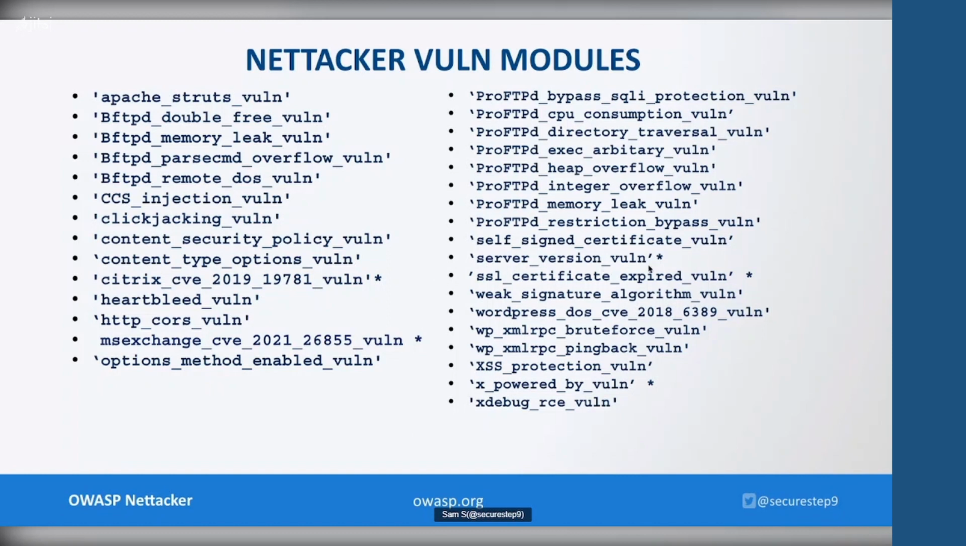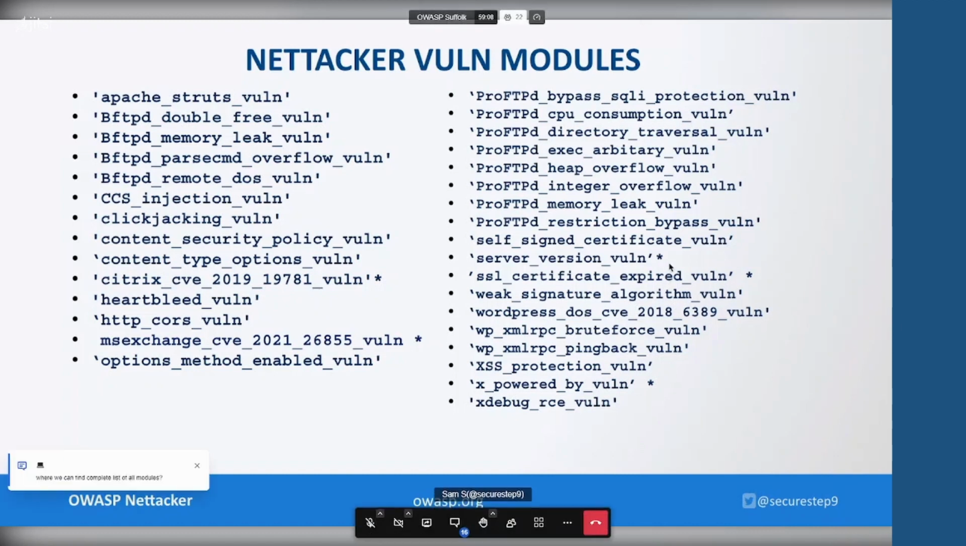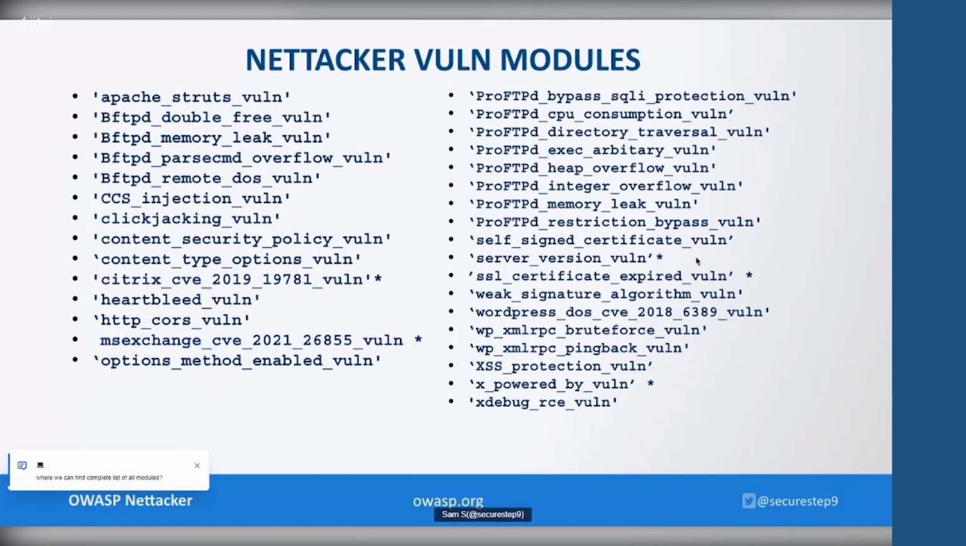Another very useful module that I will demonstrate today is the server version vuln. It's a very simple vulnerability. It basically shows if the web server is leaking what it's running in the server header, right? Whether it's running IIS or a particular version of Apache or Nginx. Of course, it's useful to a penetration tester or an attacker, because once they know what version is on the server, that will let them find out what kind of vulnerabilities exist in that version.